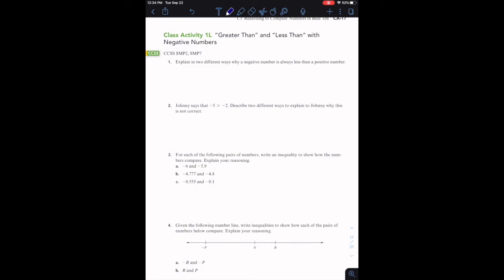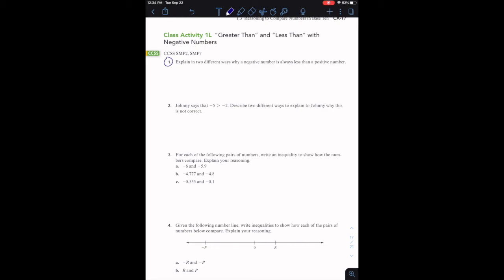For a greater than or less than with negative numbers, explain in 2 different ways why a negative number is always less than a positive number. I will leave that for you. Now, you can use different models for this. You can use number line, you could use money model, you could use any model that you'd like.